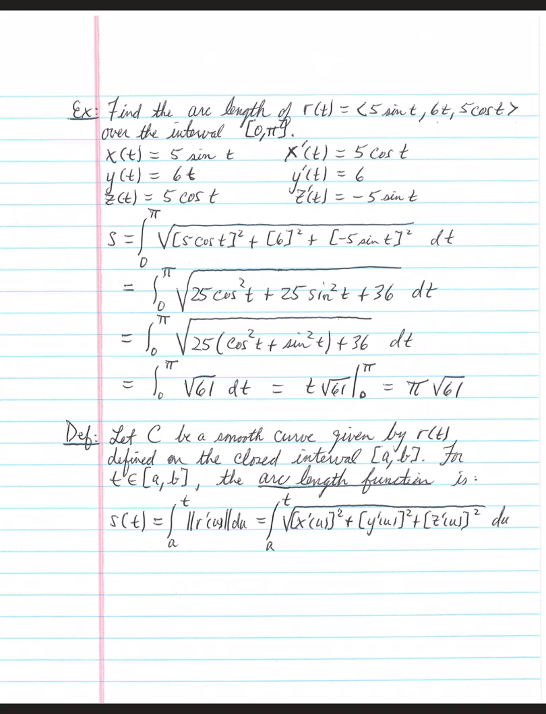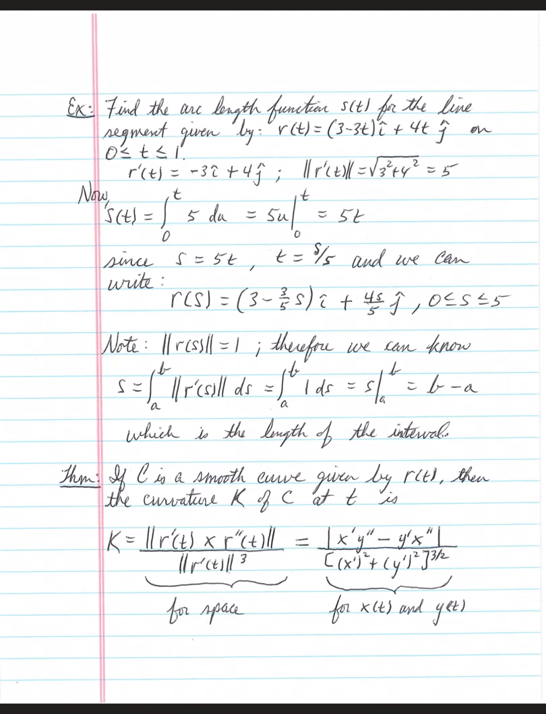You will still use x, y, and z component derivatives in the formula. So the formula is not that much different. Let's look at an example of changing a function into an arc length function. Example: find the arc length function s of t for the line segment given by this function. This is a vector valued function on a plane, and we're going to keep t between 0 and 1 inclusive. First thing, let's take our derivative.